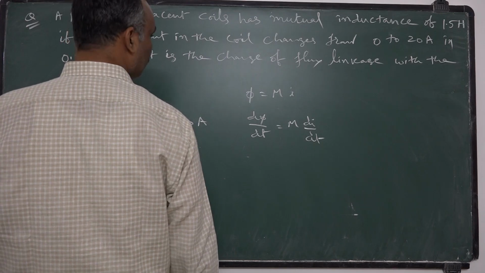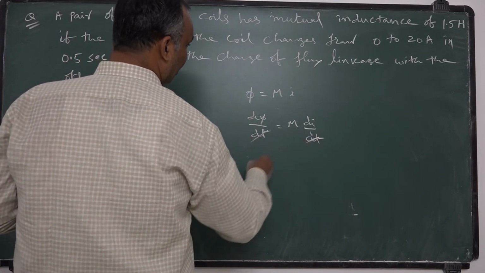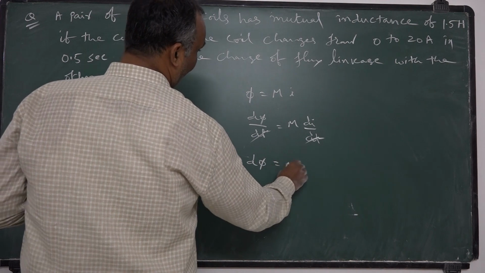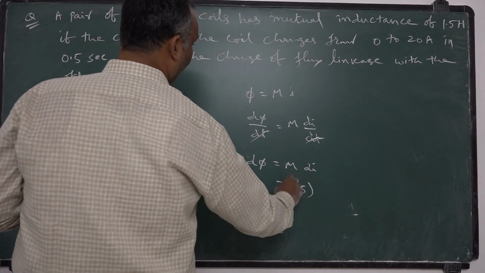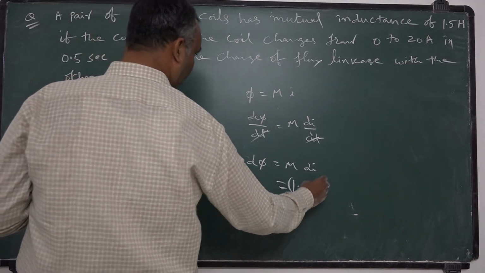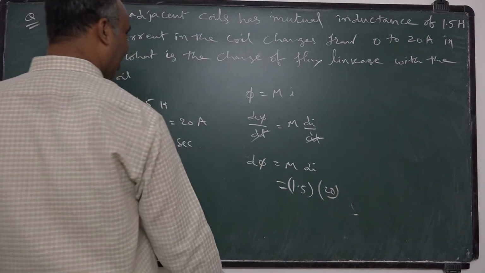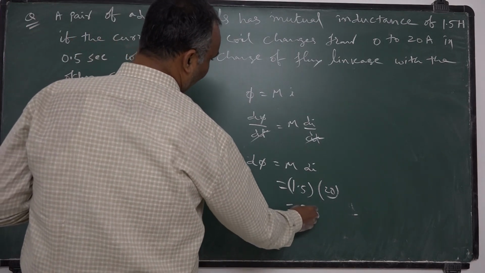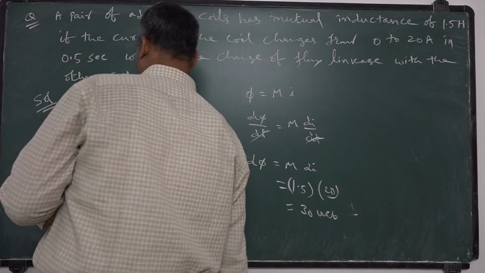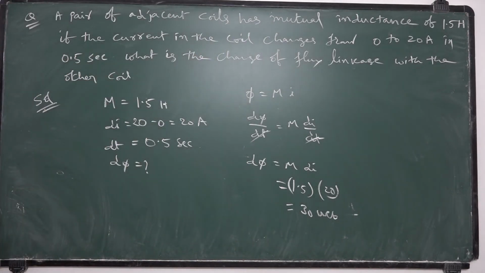d phi by dt is nothing but EMF developed, but we don't require that. dt gets cancelled. d phi is equal to M di, you can write. M is 1.5. Change in current is 20. Time is getting cancelled, so you need not worry. So answer is 30 Webers. Magnetic flux is measured in Webers. Is the change in magnetic flux associated or flux linked from one coil to another coil? Very simple solution it is.